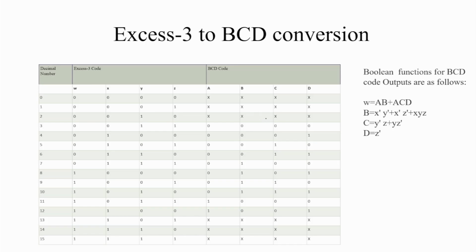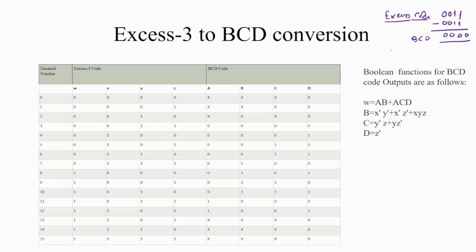For converting a BCD code from an XS3 code, if we know the XS3 code, we simply subtract. Suppose the XS3 code is 0011, then we simply subtract 0011 from that, and we get 0000. This is the BCD equivalent of the given excess-3 code.